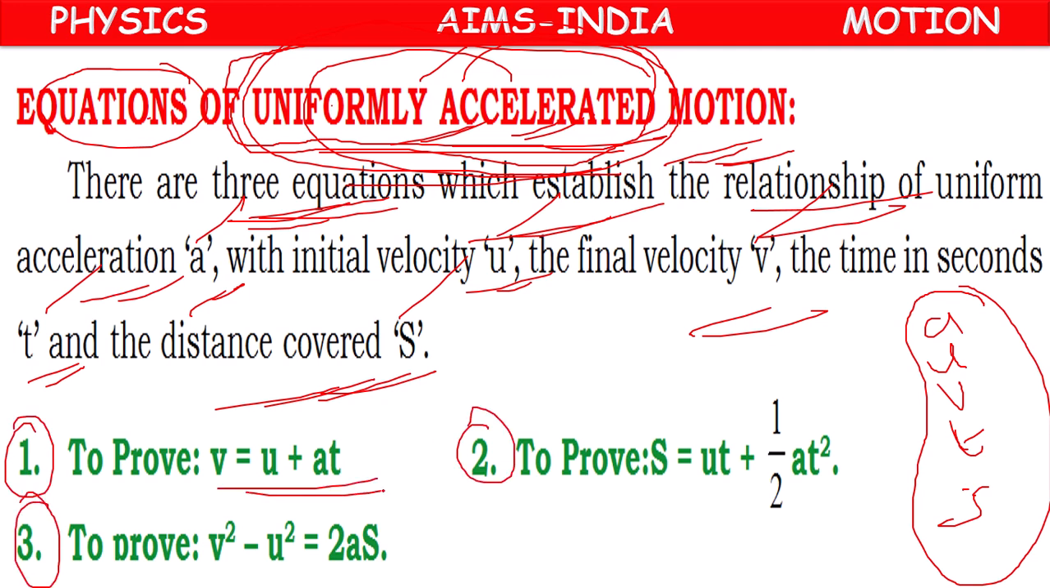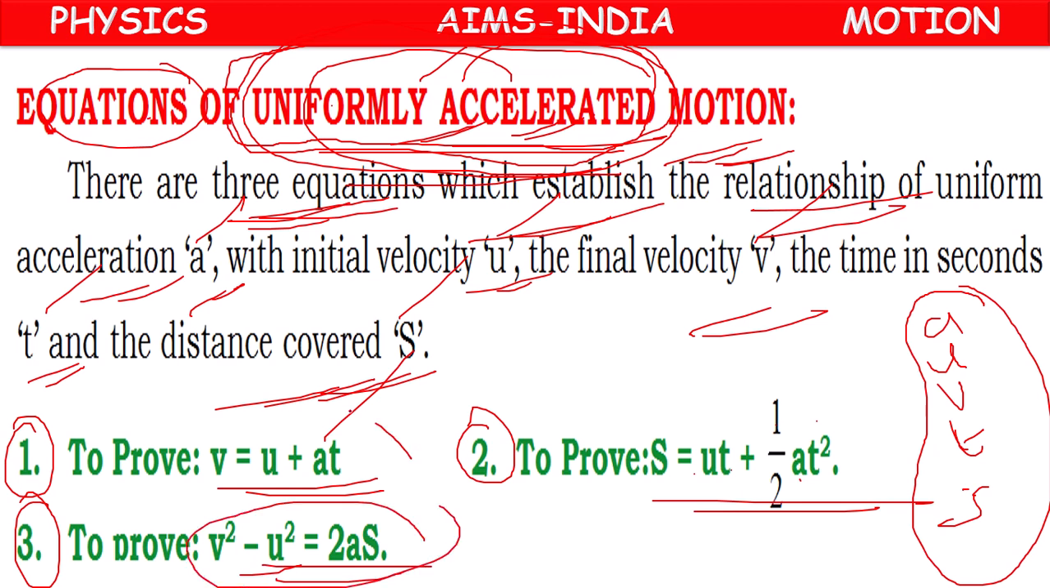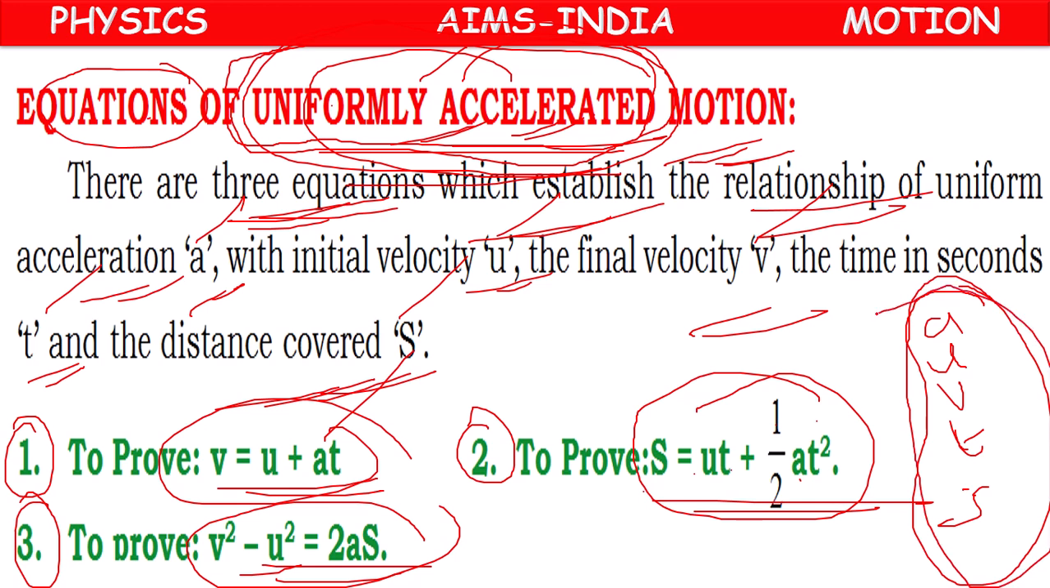One is v equal to u plus at, s equal to ut plus half at square, v square minus u square equal to 2as. We have three equations which are used to find the relation between these five quantities. So how we have got these equations, that we will learn in our next video.